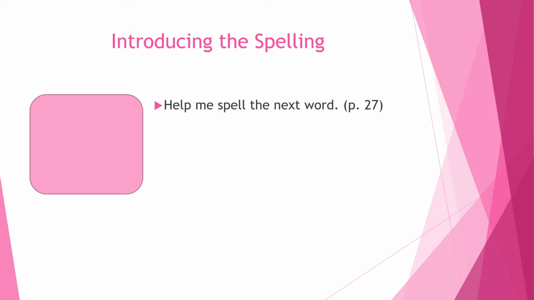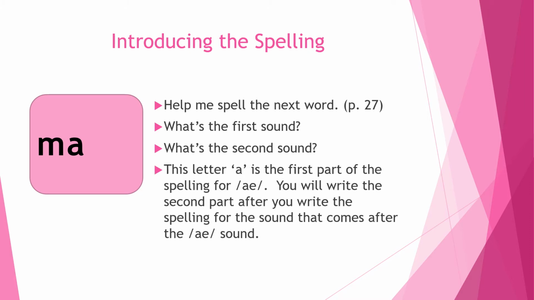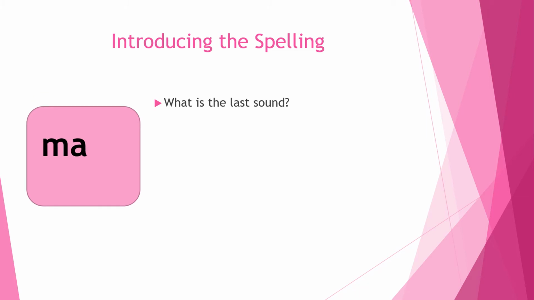Help me spell out this next word. What's the first sound? What's the second sound? Remember, this is the sound we just learned. This sound is A. Remember, this letter A is the first part of the spelling for the A sound. I will write the second part after I write the spelling for the sound that comes after the A sound. So let's continue. So far we have A. Now let's find the last sound. What is the last sound? D.